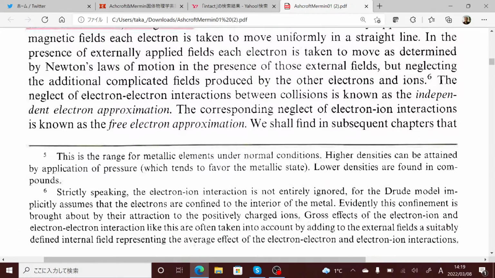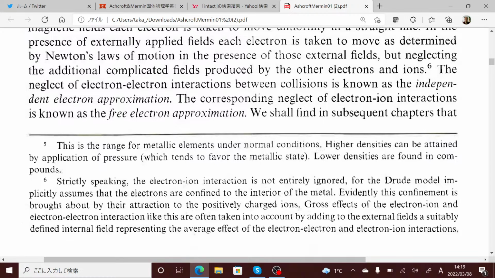Footnote 6. Strictly speaking, the electron-ion interaction is not entirely ignored. For the Drude model implicitly assumes that the electrons are confined to the interior of the metal. Evidently, this confinement is brought about by their attraction to the positively charged ions.